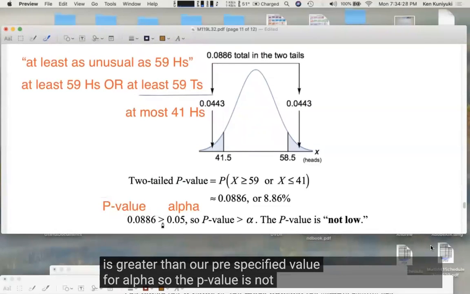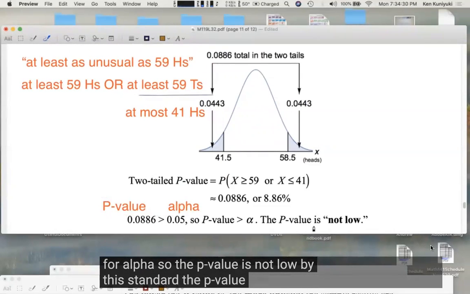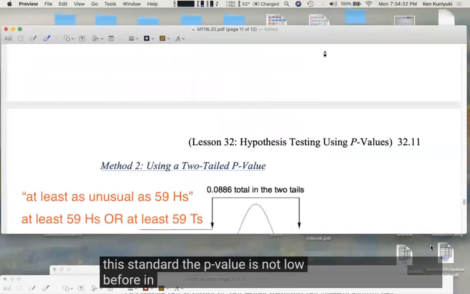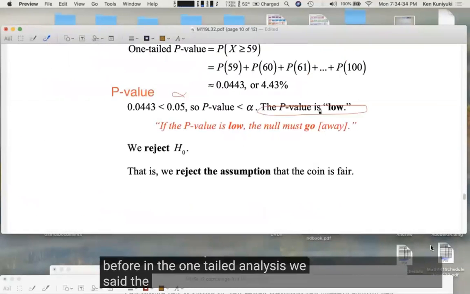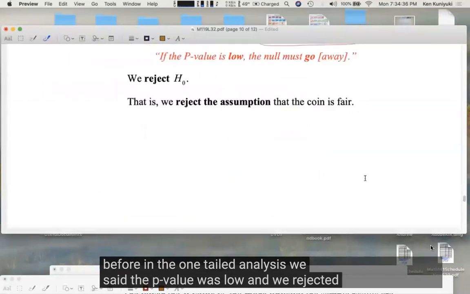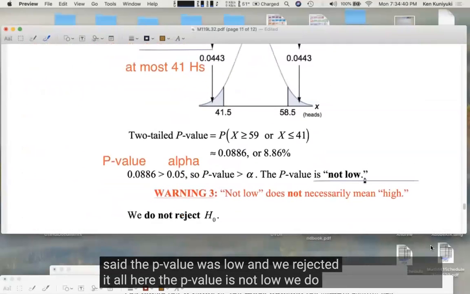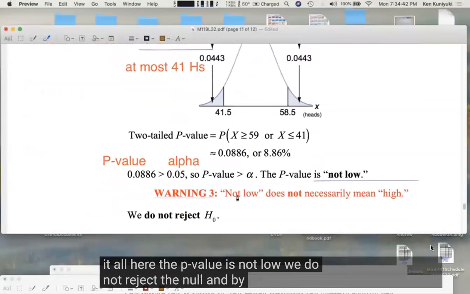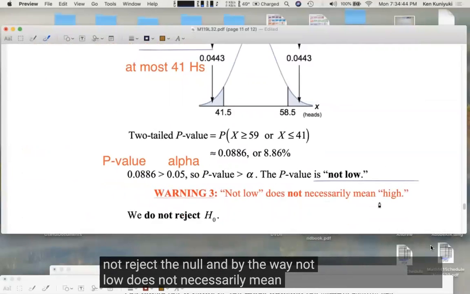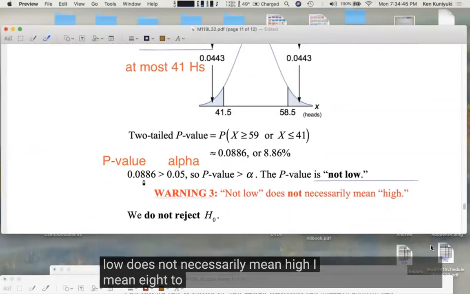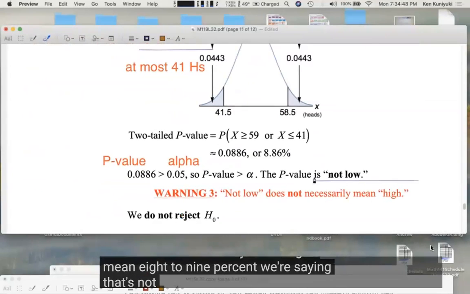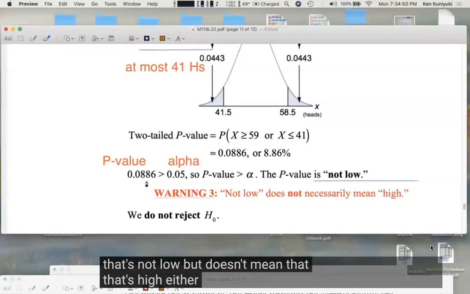So the p-value is not low. By this standard, the p-value is not low. Before, in the one-tailed analysis, we said the p-value was low, and we rejected the null. Here, the p-value is not low. We do not reject the null. And by the way, not low does not necessarily mean high. I mean, 8 to 9%, we're saying that's not low, but it doesn't mean that that's high either, right?